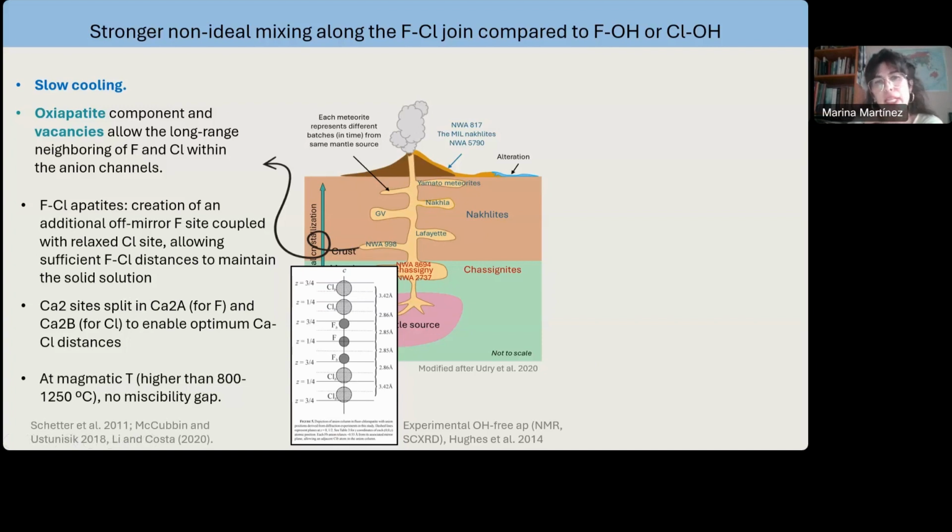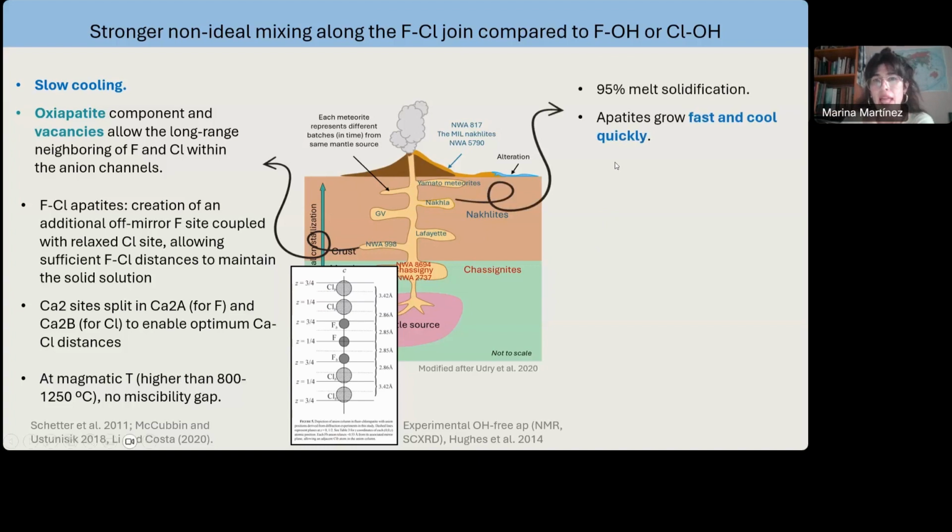And in order to have this exsolution, we need to be under 800 degrees Celsius, otherwise it's miscible. So we concluded that we were at about 600 degrees. And then NWA crystallizes after 95% melt solidification. And so it's a late stage mineral.